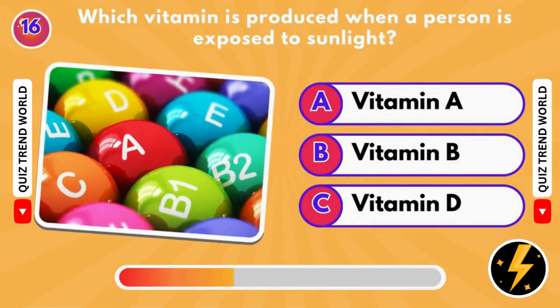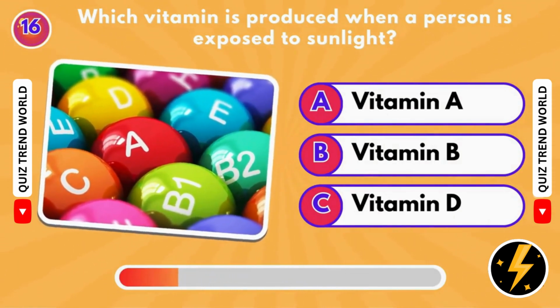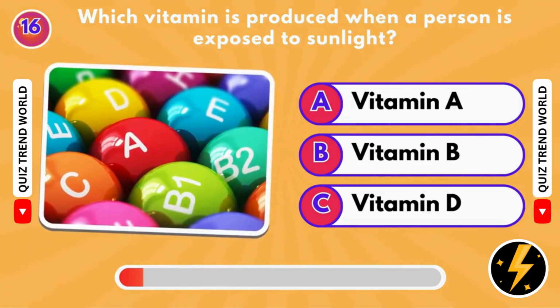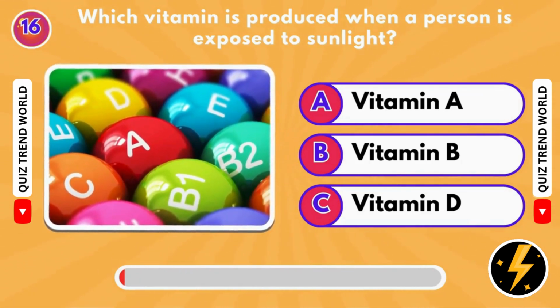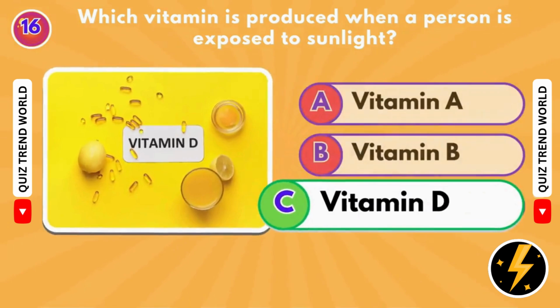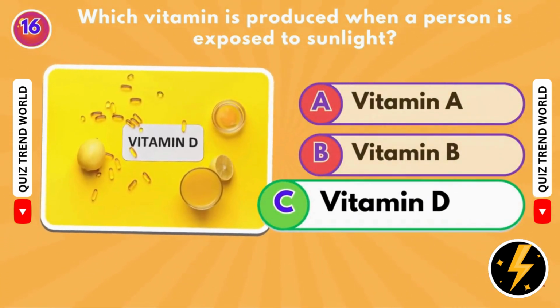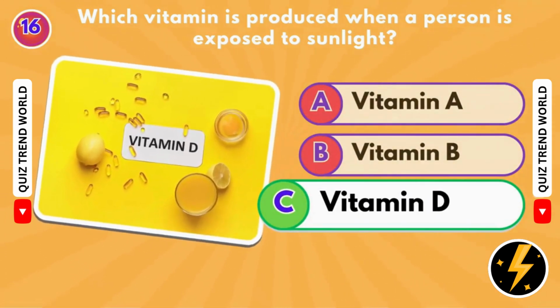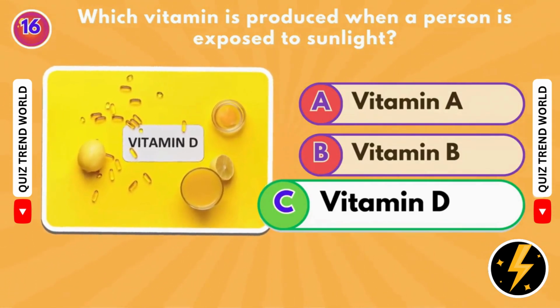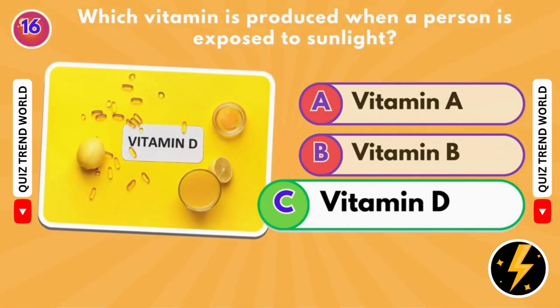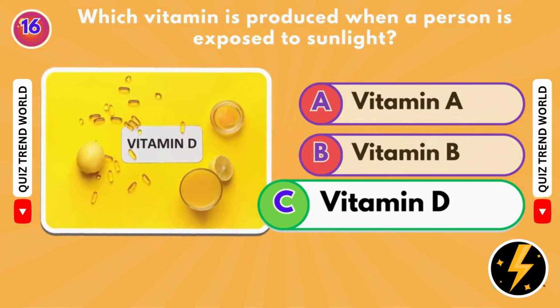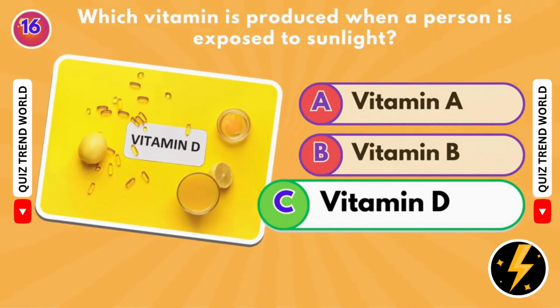Which vitamin is produced when a person is exposed to sunlight? Vitamin A, vitamin B, or vitamin D? Vitamin D. Vitamin D is a group of fat-soluble corticosteroids responsible for increasing intestinal absorption of calcium, magnesium, and phosphate, and multiple other biological effects.